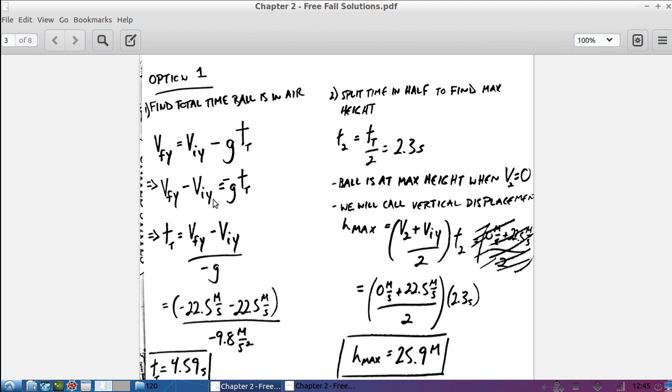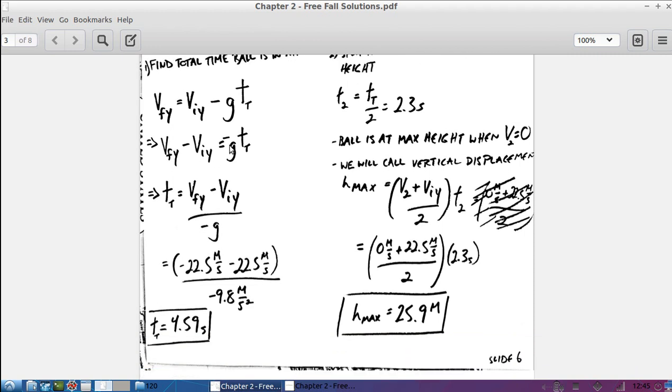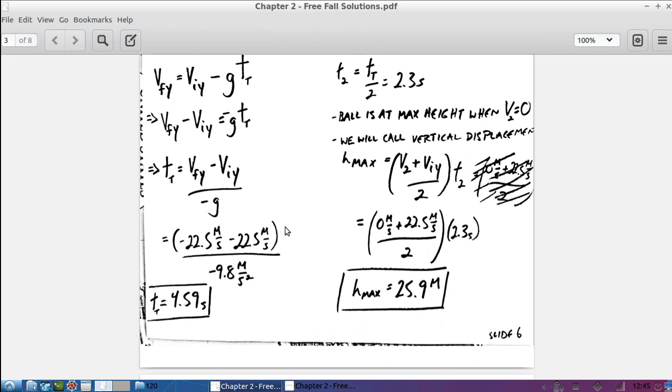So I've got my change in velocity over here. It's equal to negative gt. Divide both sides by negative g and substitute my values. Don't forget V final is negative minus a positive V initial. So I'm going to get a negative term in the numerator, negative term in the denominator, which is good because I'm looking for time. It's a scalar. It's got to be positive.